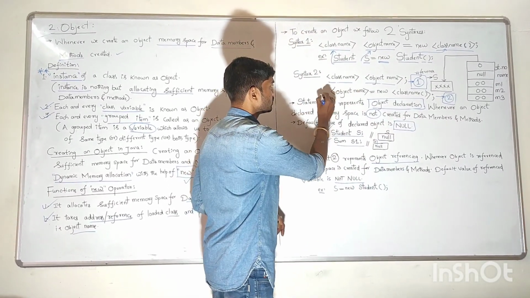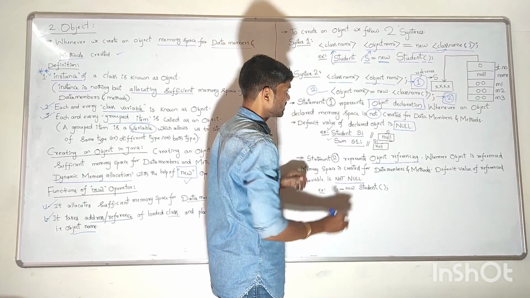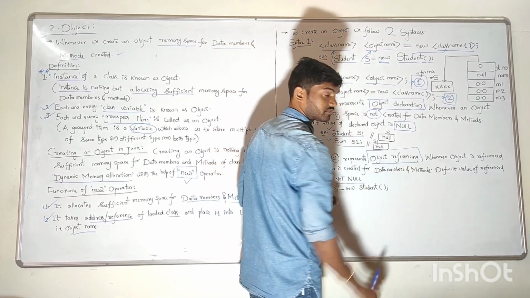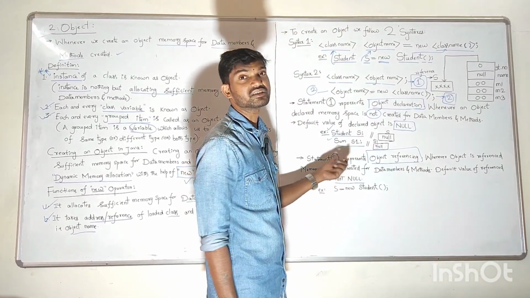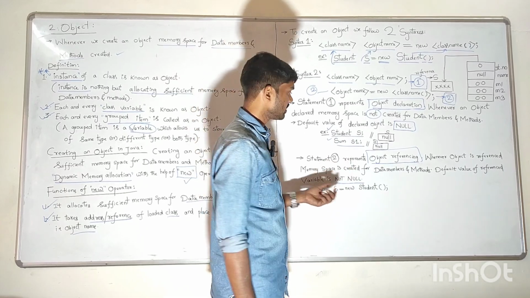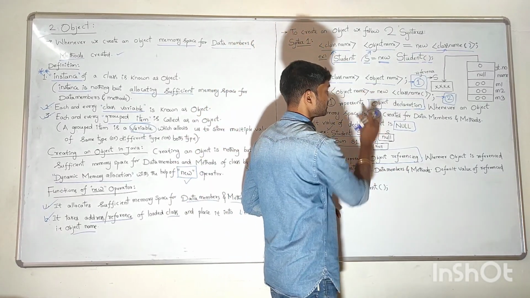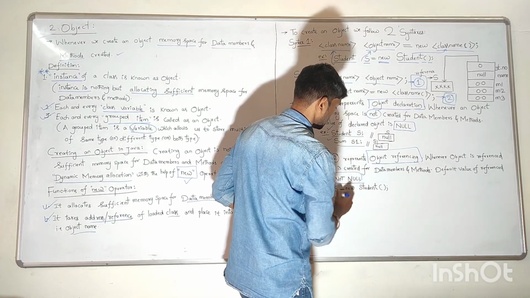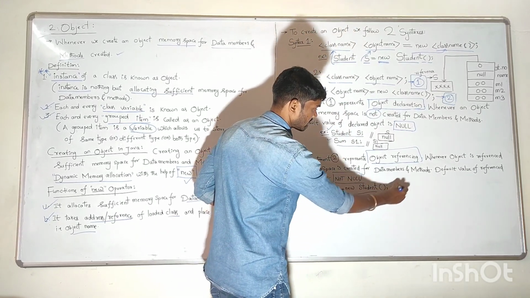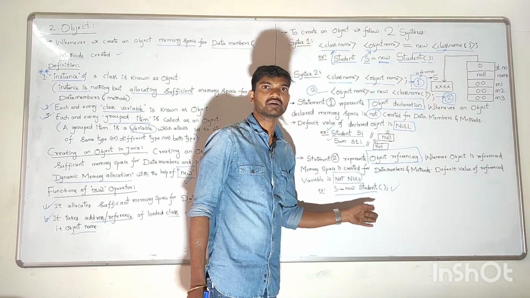But coming to statement 2, this is called object referencing. Whenever you reference an object, the memory space for the data members and methods is created, and the default value of the object reference is not null. For example, s is equal to new Student(); this indicates object referencing.